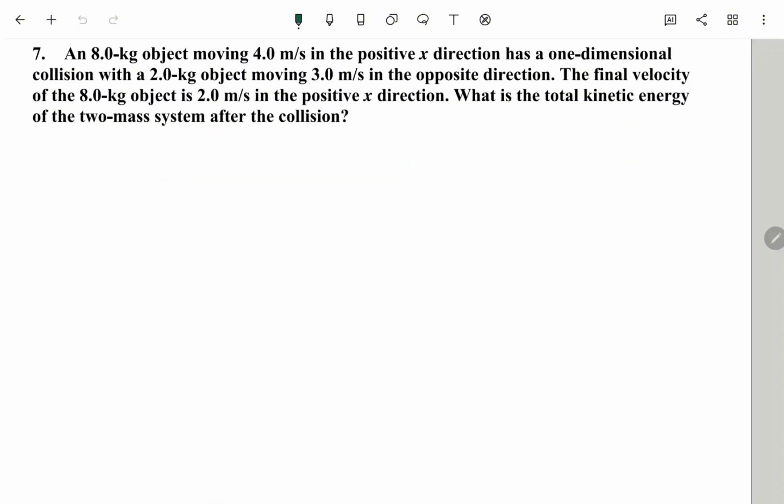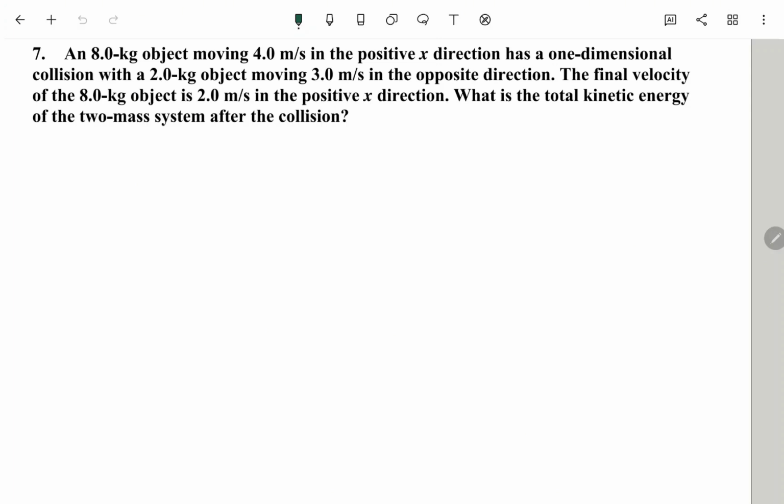An 8 kilogram object moving 4 meters per second in the positive x direction has a one-dimensional collision with a 2 kilogram object moving 3 meters per second in the opposite direction. The final velocity of the 8 kilogram object is 2 meters per second in the positive x direction. What is the total kinetic energy of the two-mass system after the collision?